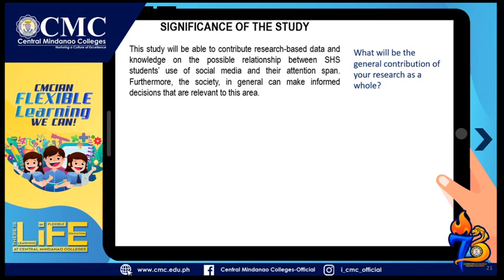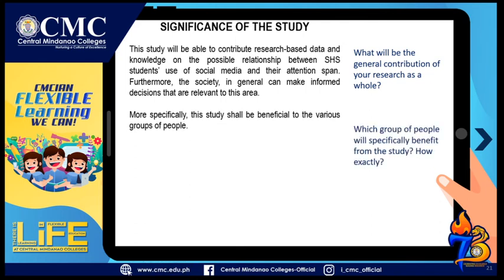What will be the general contribution of your research as a whole? Put it here: the contribution of the research. So that should be the example. Next is, which group of people specifically benefit from the study and how exactly? You put it in terms of people.